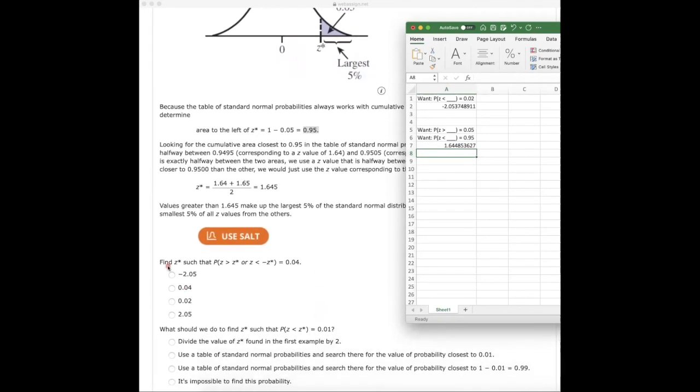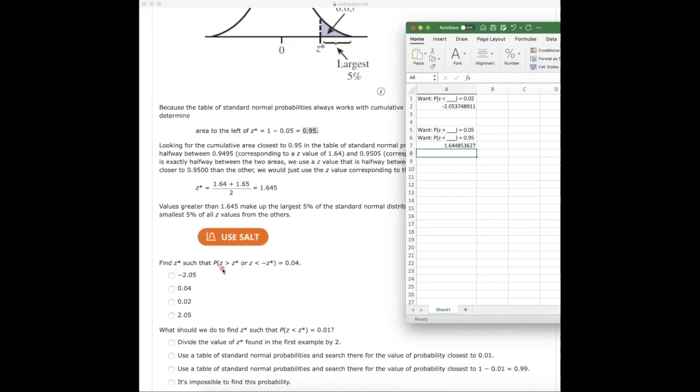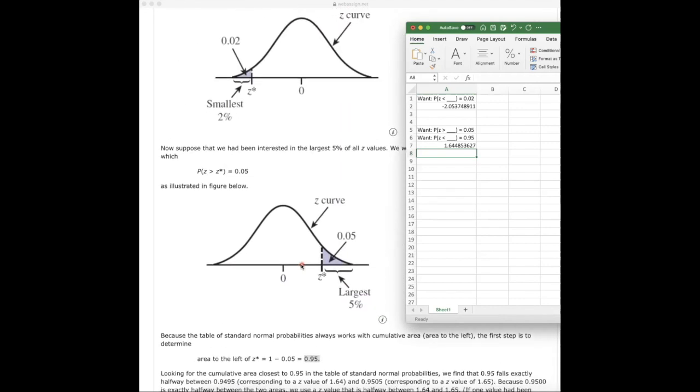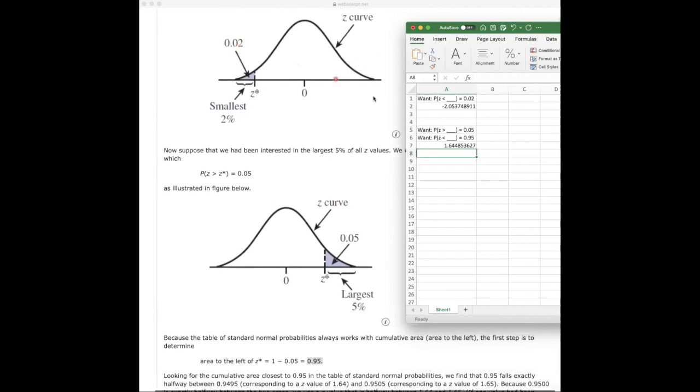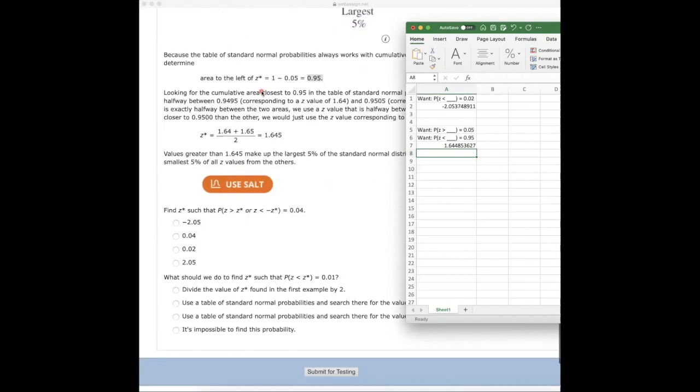So if we want to find a z star such that the probability that z is greater than z star or z is less than minus z star is 0.04, what would that be? Think about it a little bit from this perspective. We're looking for this value or this value under the curve. Well, conveniently, 0.02 twice is 0.04, right? So if we have another line here, then we can figure out that it would be the same value.